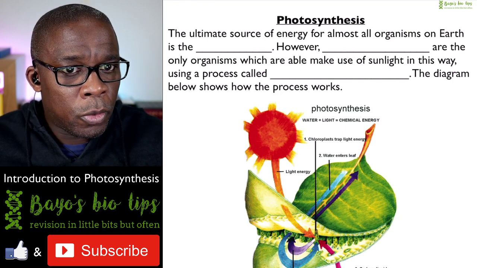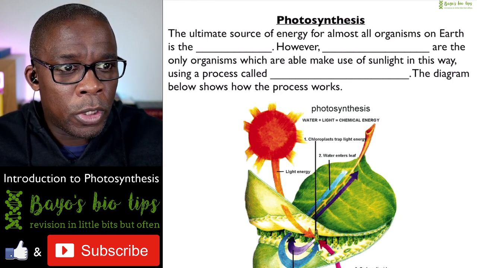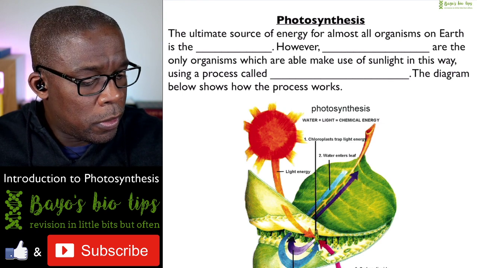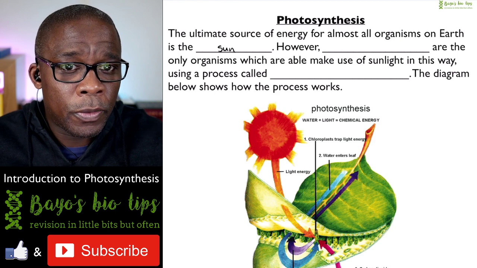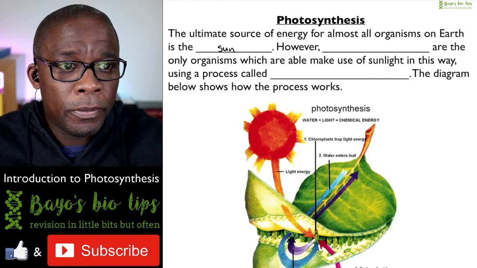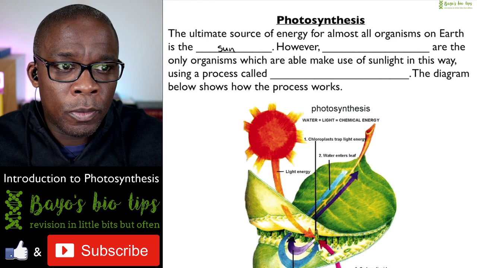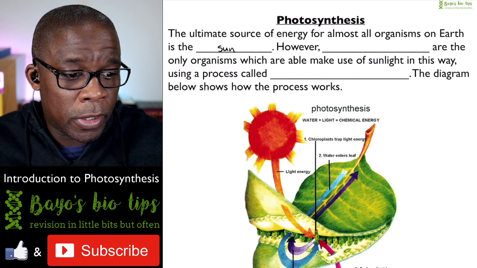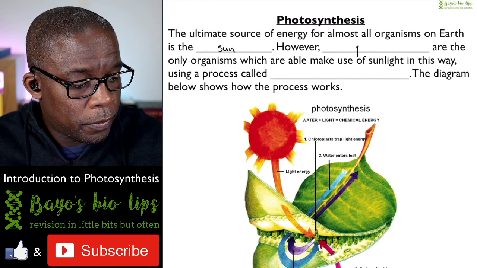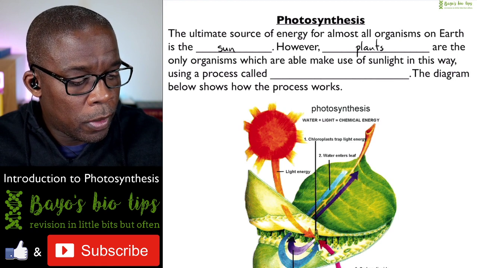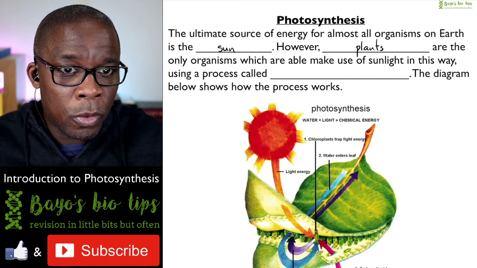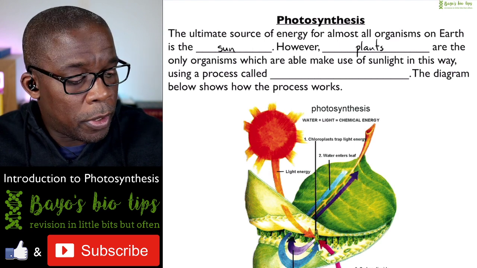So the ultimate source of energy for almost all organisms on Earth is the sun, the closest star to us. However, only certain organisms can make use of sunlight in this way. They are photosynthetic organisms like plants. And they use a process called photosynthesis, which is the topic that we are doing in this video.